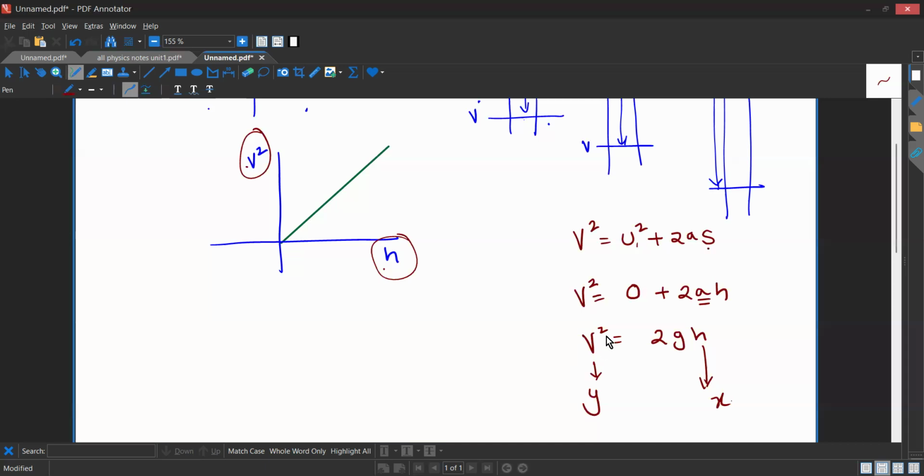V square is Y. H is X. What is the gradient here? You can say gradient here equals 2G. So that means your value of G, which is acceleration due to gravity, is equal to gradient divided by 2. Understood? Online people, everyone. Understood?